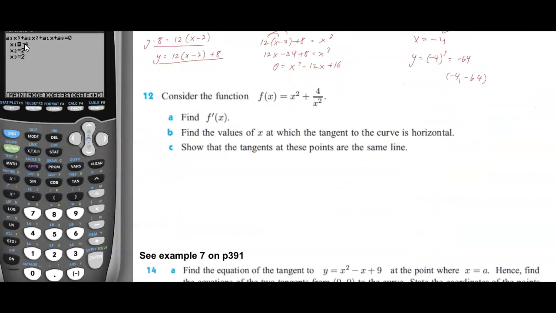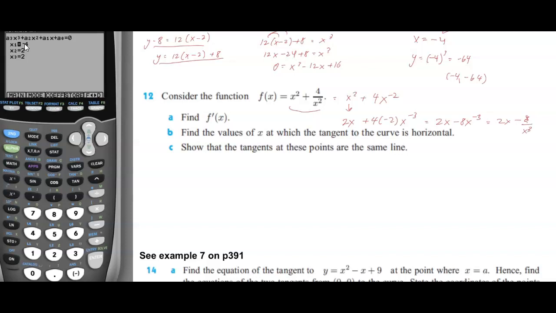Number 12, consider the function x squared plus 4 over x squared. Let's just rewrite this. Later we're going to take the derivative, so we're going to rewrite it like that. It's the same function, okay? Find the derivative. Oh, they already asked us to find the derivative, so first thing we're going to do is find the derivative of this function. It's already in a nice format for us to use power rule. Okay, and let's simplify. 2x minus 8x to the negative 3. If you'd like to, you could write it as minus 8 over x cubed in the bottom.